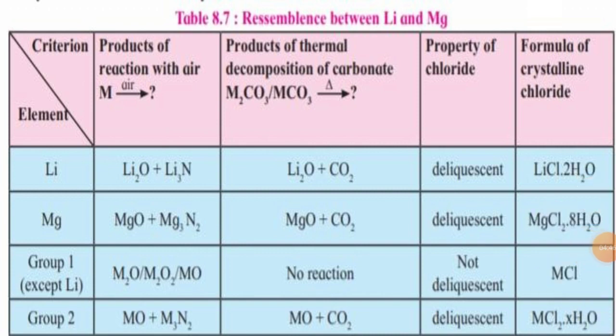Leaving behind lithium, the other group 1 elements, when reacted with oxygen, get converted into metal peroxide or superoxide. So here, lithium shows a diagonal relationship with magnesium. We are supposed to take a pen and book and write down the reaction. Lithium, when reacted in the presence of air, gets converted into lithium oxide and lithium nitride.